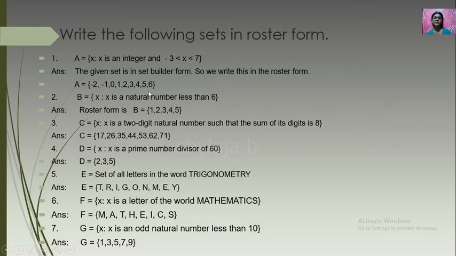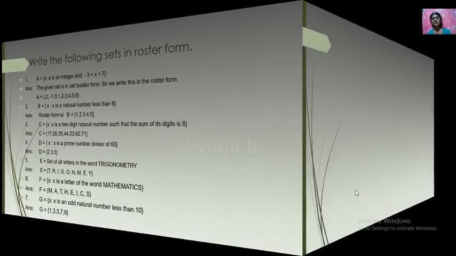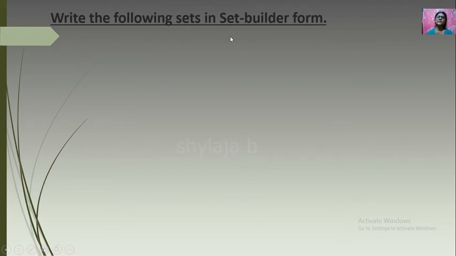Now we come to roster form into set builder form. Write the following sets in set builder form. The given question is in the roster form, we must write it in set builder form.